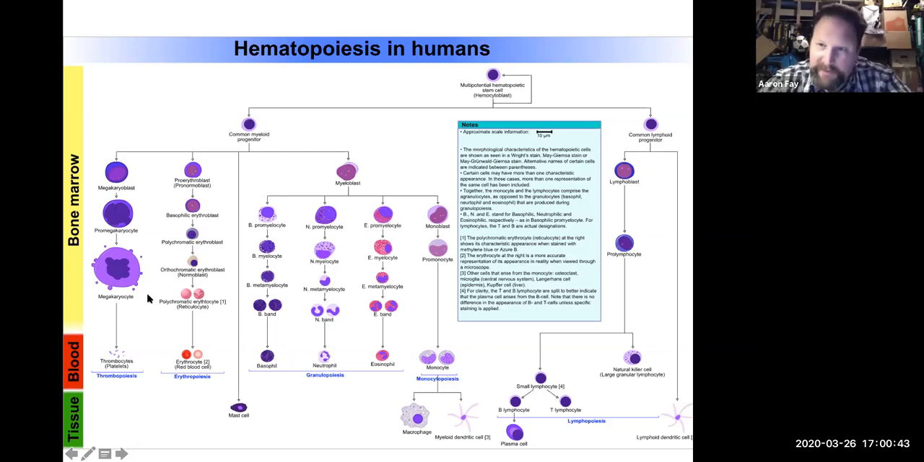This table is kind of useful. The reason why I included it is it tells you the locations of where these cells are found. Everything here in this yellow, all this area here, these are all precursor cells. That stuff all happens in the red bone marrow. What do you find in blood? That's this layer right here: platelets, red blood cells, basophils, eosinophils, neutrophils, monocytes, natural killer cells.